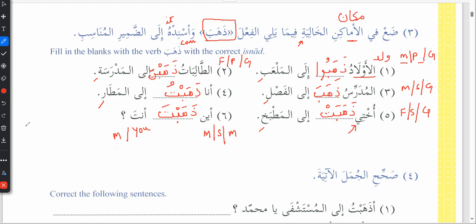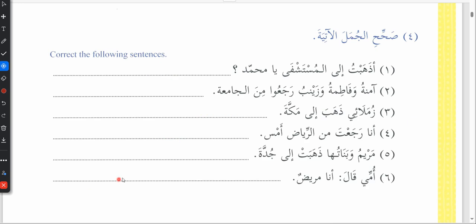Question number 4. Sahi al-jumal al-atiyata means you have to correct the coming sentences. Now, read the sentence carefully and check the damir. ذهبت إلى المستشفى يا محمد. What kind of damir are you going to use here? This tu is from which group? From the mutakallim. So you can't use it, can I go to the mustashfa ya Muhammad?